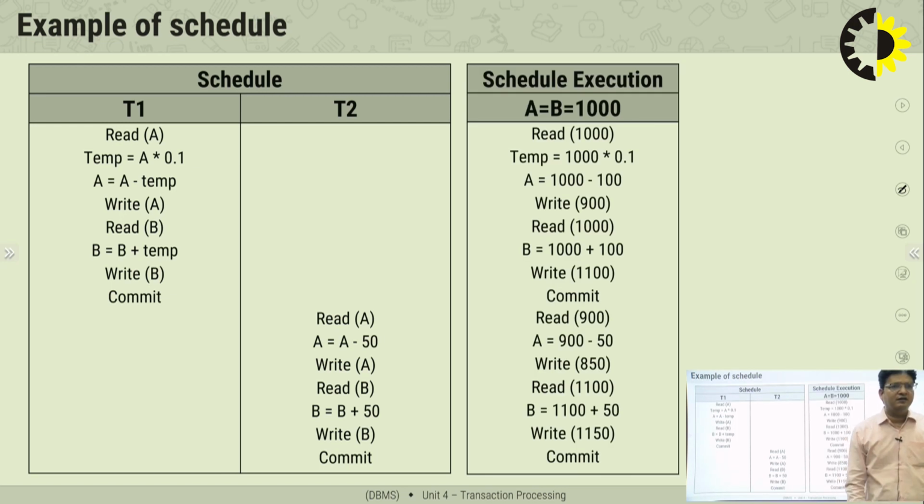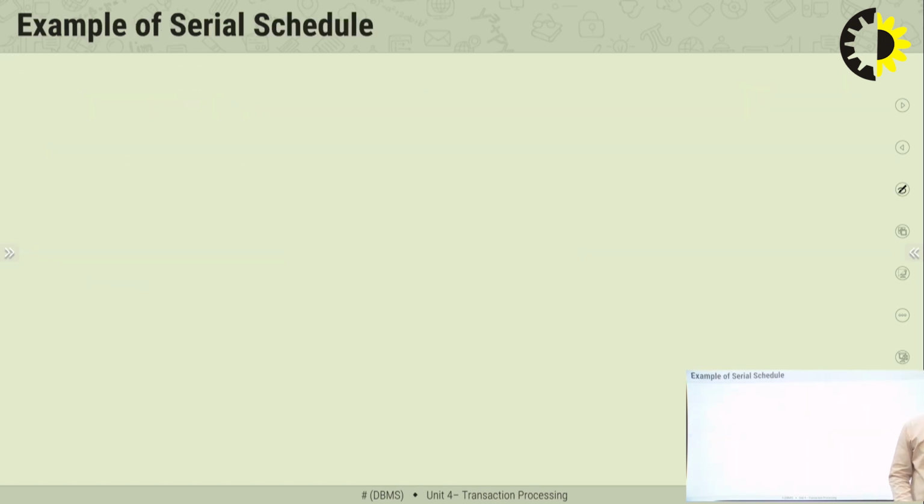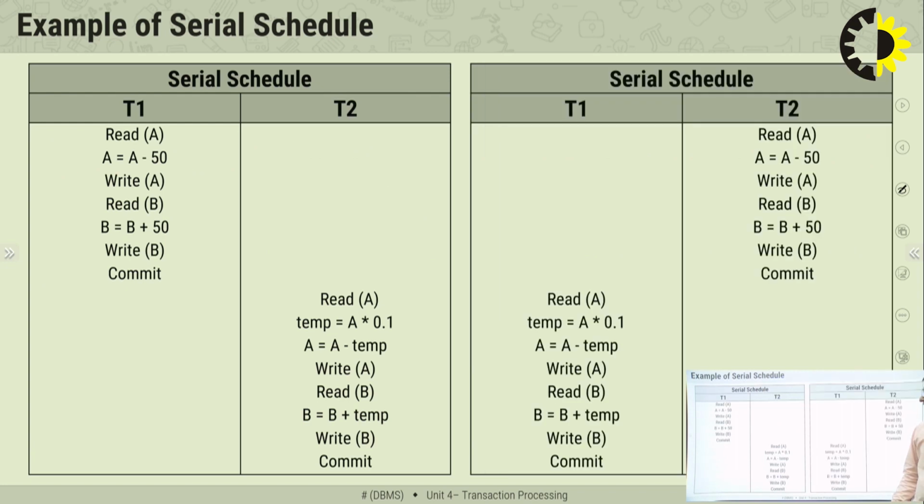So this is another example of a schedule whereby transaction T1 is executing, thereafter transaction T2 is executed. Similar values of A and B are shown here. So we are studying serial schedules, where only one transaction starts at a particular moment of time, and after it completes, another transaction executes. So the transactions are basically executed one after another.